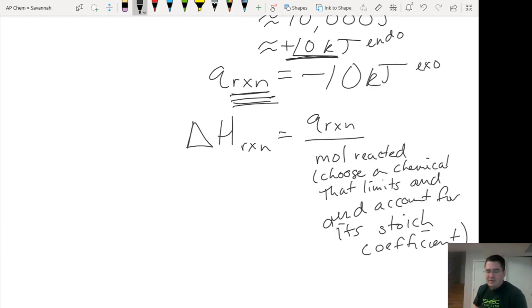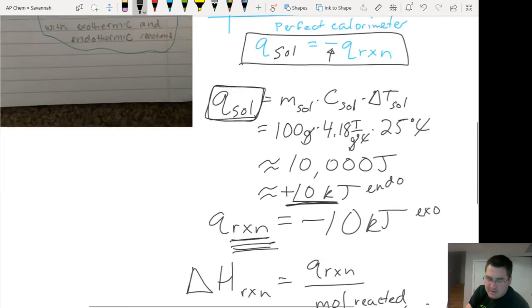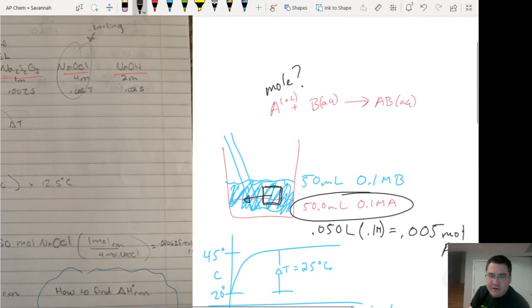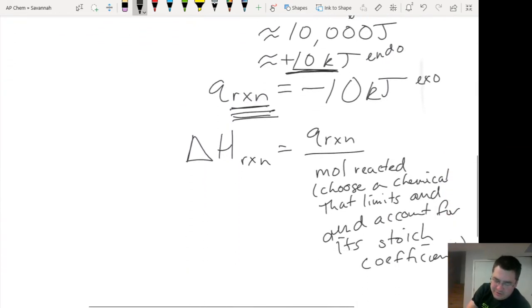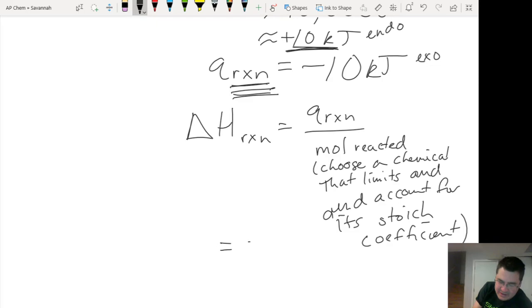So if both the A and B had the same amount of moles, how do we know which one limits? Well, it was also a 1-to-1 reaction, right? Yeah. So this is a perfect stoichiometry. They'd both run out, right? So it doesn't matter which one you use because they're both 0.005, right? Yeah. And they both have a stoichiometric coefficient of 1, which is nice. So we just take negative 10 kilojoules and divide by 0.005 moles.